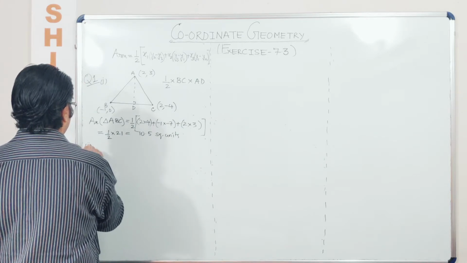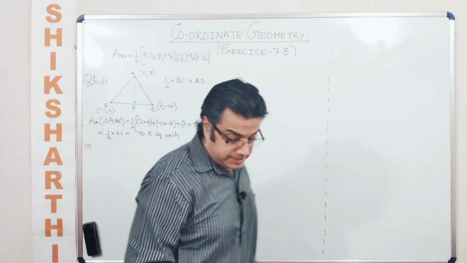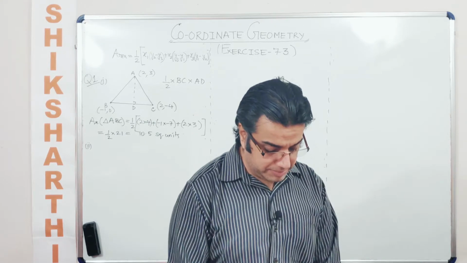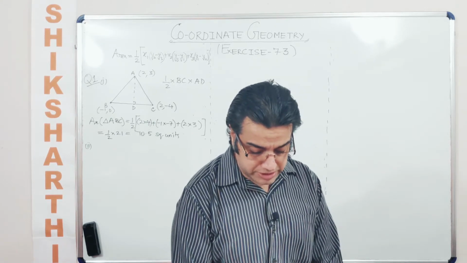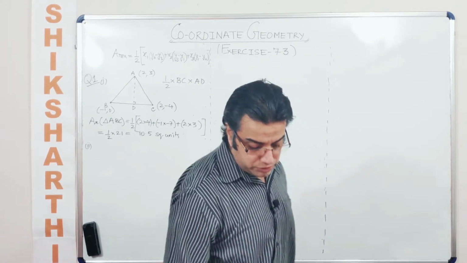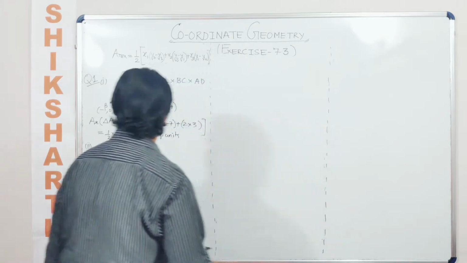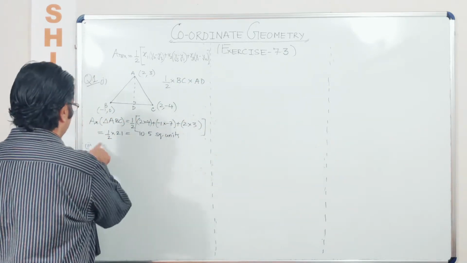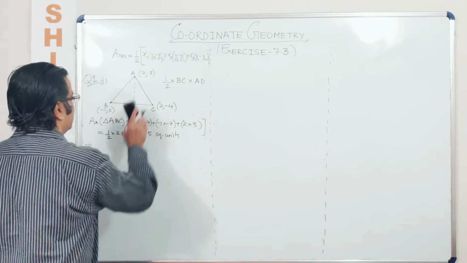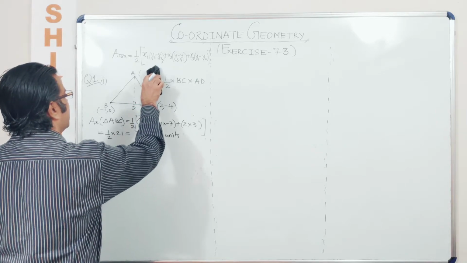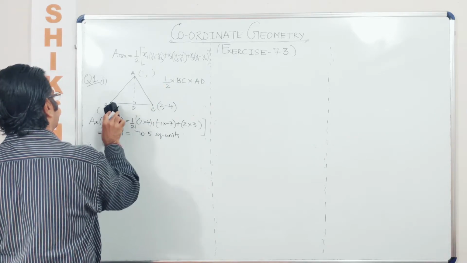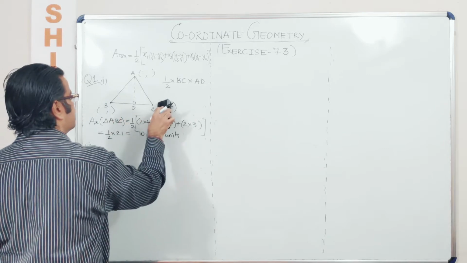Talking about the second part. The second part also has a similar type of question in which the coordinates are given to you and you are supposed to find out the area. So what I am doing here is I am not changing the diagram and I am letting the diagram remain the same, and instead I am just changing the coordinates for the second part.